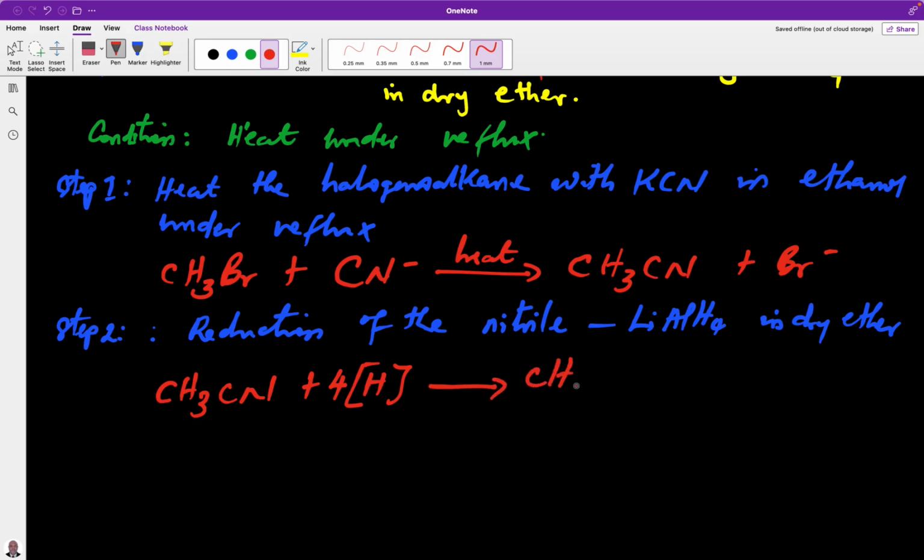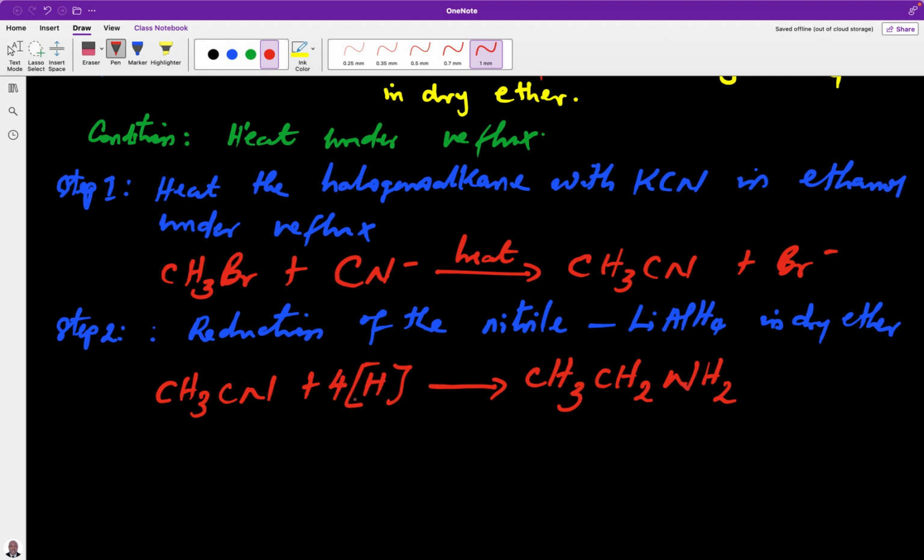CH3, because we have to convert this carbon here, because there are 2 carbons here. This is a nitrile. So we need to have 2 hydrogens there. So in that case, it will be CH2. Then we need another 2 hydrogens for the amino group, CH2NH2. And that's why I say we need 4 hydrogens.